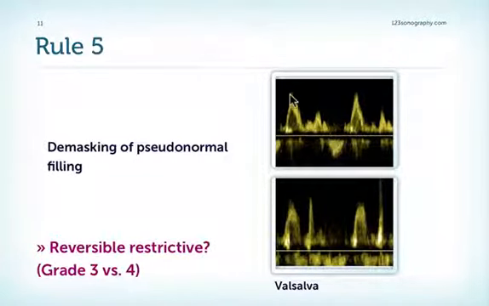This is such an example where we have an E wave which is taller than the A wave. Then we perform a Valsalva maneuver, and all of a sudden you can see that the A wave is taller than the E wave. We reversed the pseudonormal pattern to a relaxation pattern and thereby demasked an elevated filling pressure.